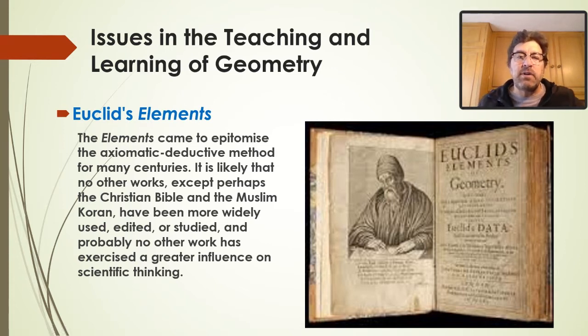The elements came to epitomize the axiomatic deductive method for many centuries. It is likely that no other works except the Christian Bible or the Muslim Quran have been more widely edited, used and studied, and probably also no other work has exercised a greater influence on scientific thinking than Euclid's Elements. So it played a central role in shaping and informing, in developing and refining geometric ideas and geometric reasoning through the ages. So it's well worth a search, folks, if you can.